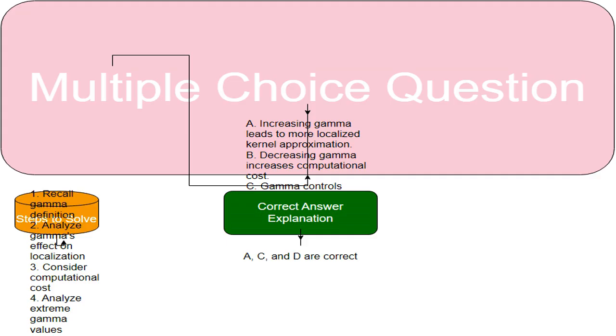To solve this, I'll first recall what gamma represents. Then, I'll think about how different values of gamma affect the localization of the approximation, meaning how focused the kernel's influence is on each data point. I also need to consider its effect on computational cost, even though it's not a direct relationship, and I'll explore what happens with really small or large values of gamma.